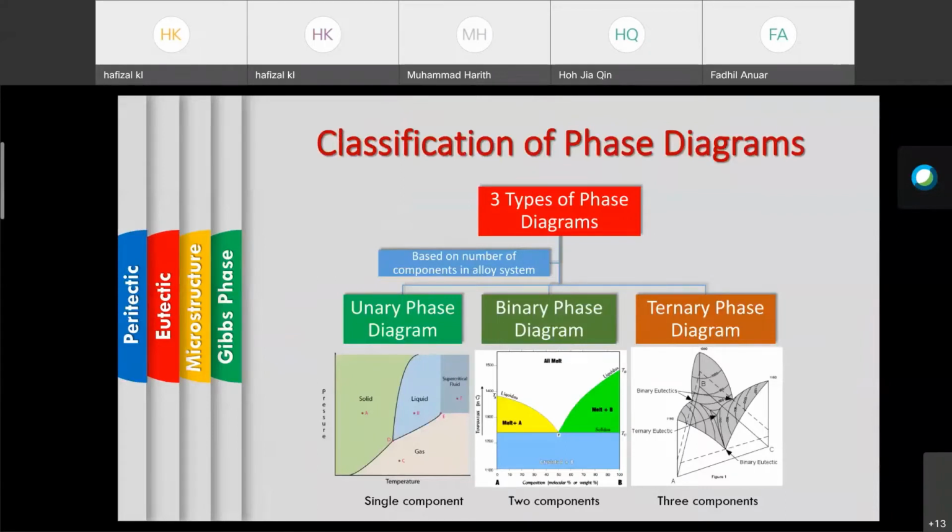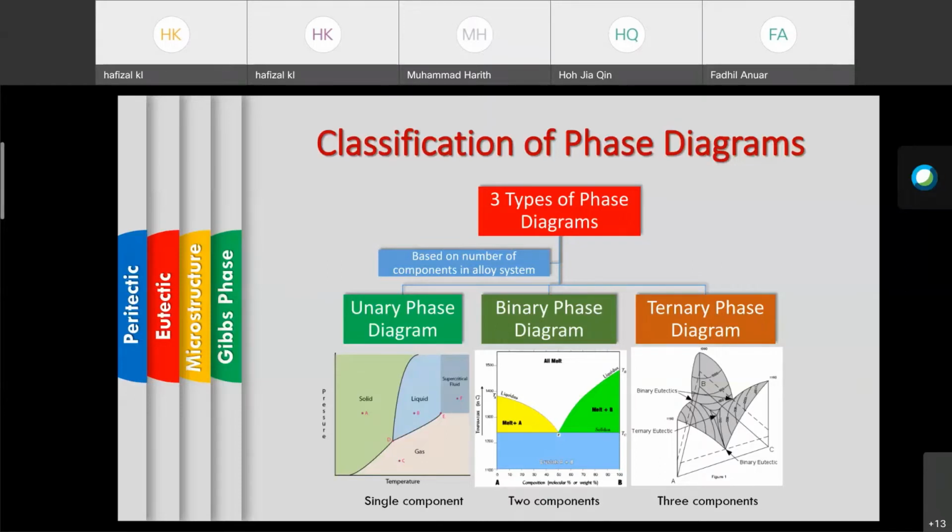Okay, so in this case we will mainly discuss the binary phase diagram, related to two composition elements. After this we will see several two-component systems, a lot of material combinations. We will analyze what will happen during the process in terms of composition, how many percent of liquid, how many percent of solid, or a combination of liquid and solid in the region.